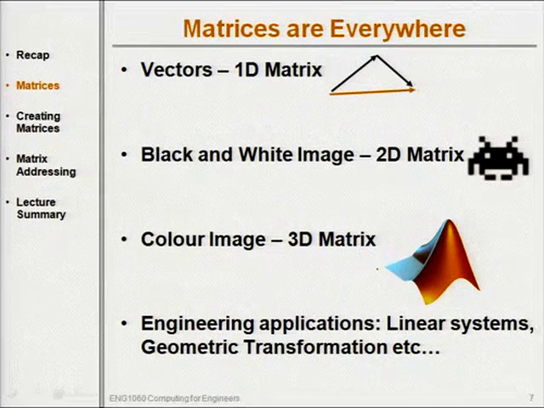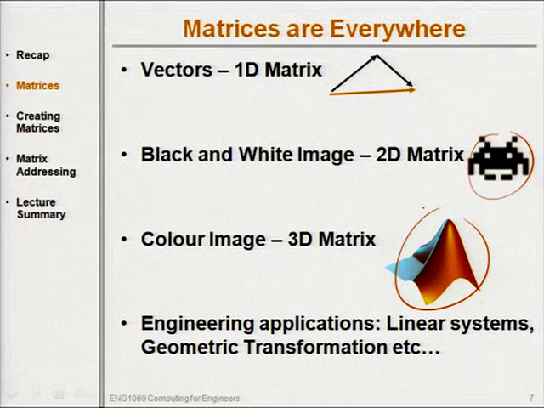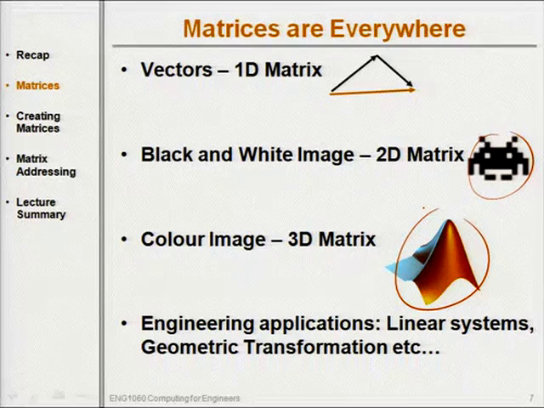For ENG1060, we also have vectors. Again, it's just a 1D matrix. A black and white image, again, these bits here we won't really cover much in the course, but a black and white image is effectively a 2D matrix, and a color image is 3-dimensional.